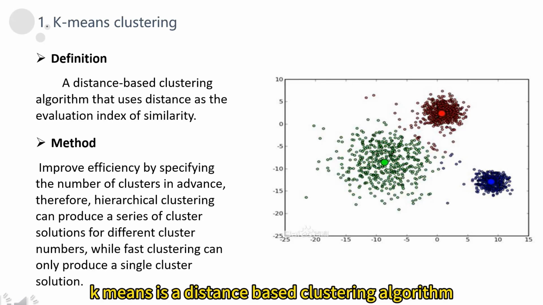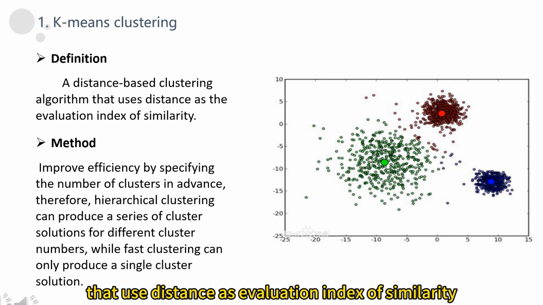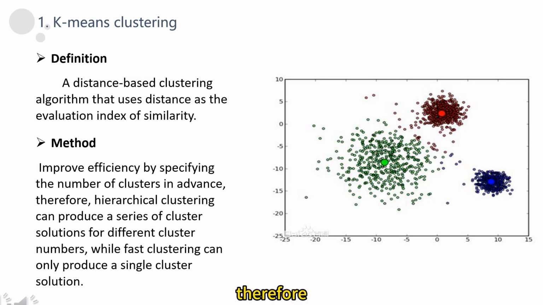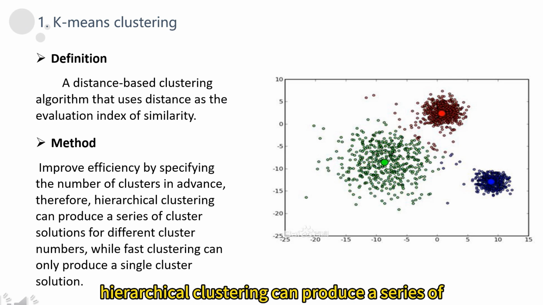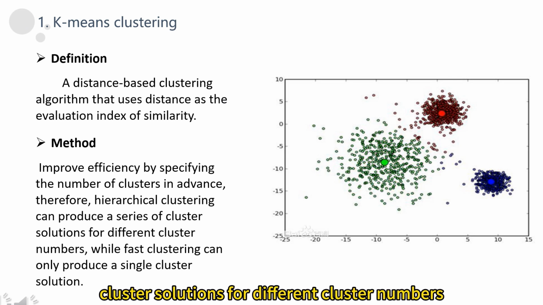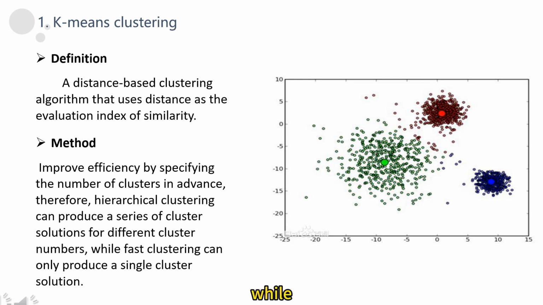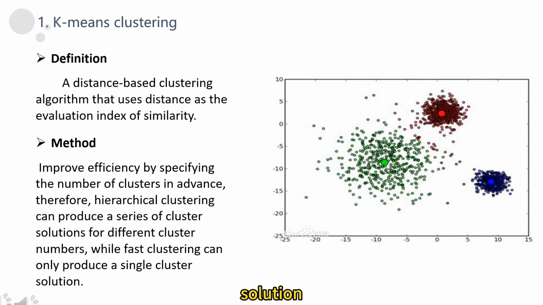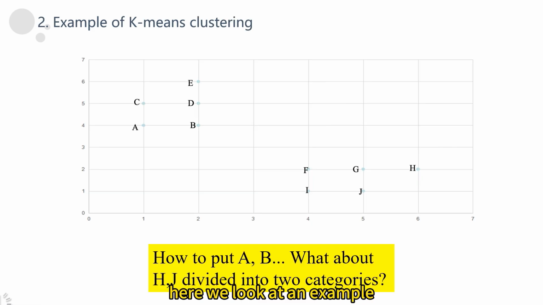K-means is a distance-based clustering algorithm that uses distance as the evaluation index of similarity. It improves efficiency by specifying the number of clusters in advance. Therefore, hierarchical clustering can produce a series of cluster solutions for different cluster numbers, while fast clustering can only produce a single cluster solution. Here, we look at an example.